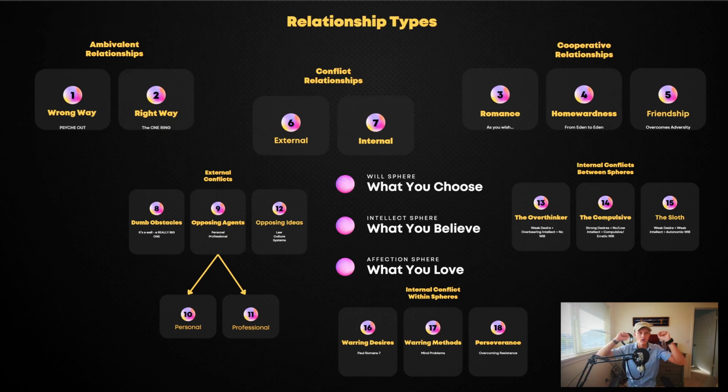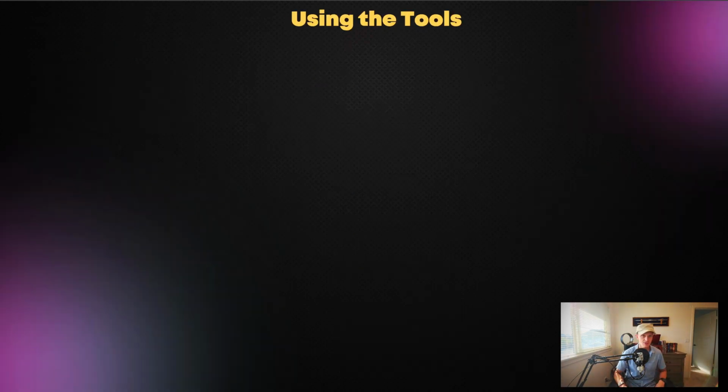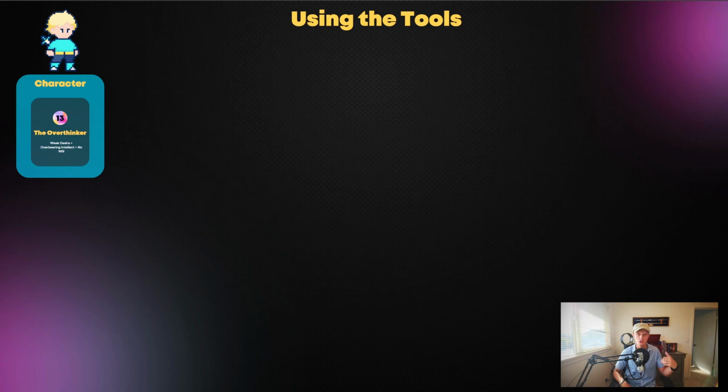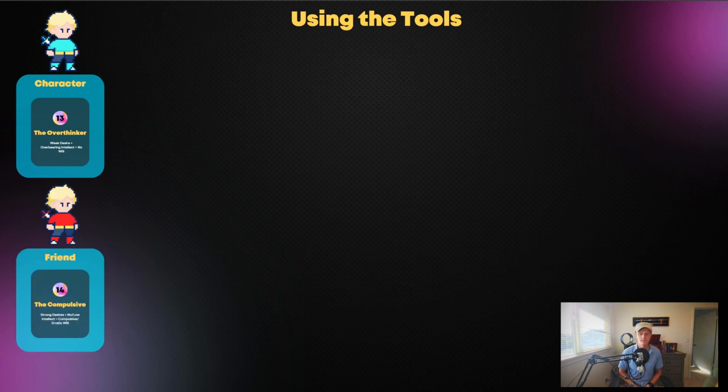All right, so essentially here is what we talked about over the course of this video, tools that you can use. Now we're going to use some of the tools to build the skeleton of a story. Let's say we start with a character, and let's just use the overthinker as an example, as the archetype that we're going to use here. He's got weak desires, but he's whip smart. Well, how do we get him off the couch? Well, he has a friend. Now the friend we're going to say is the compulsive. Very strong desires, but maybe not the smartest.